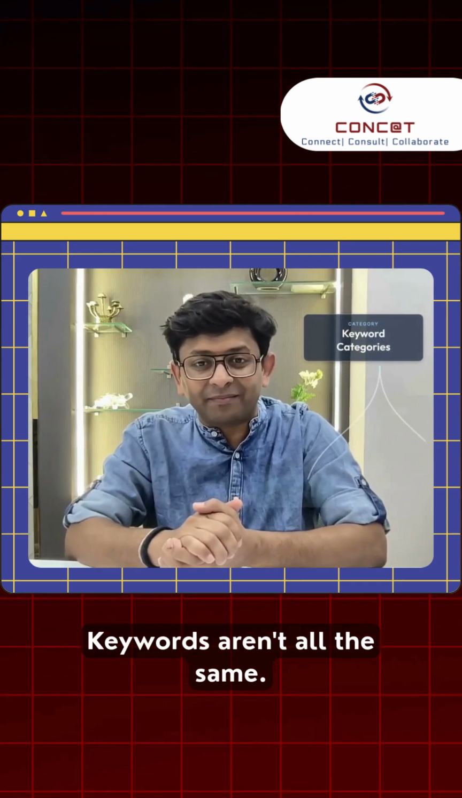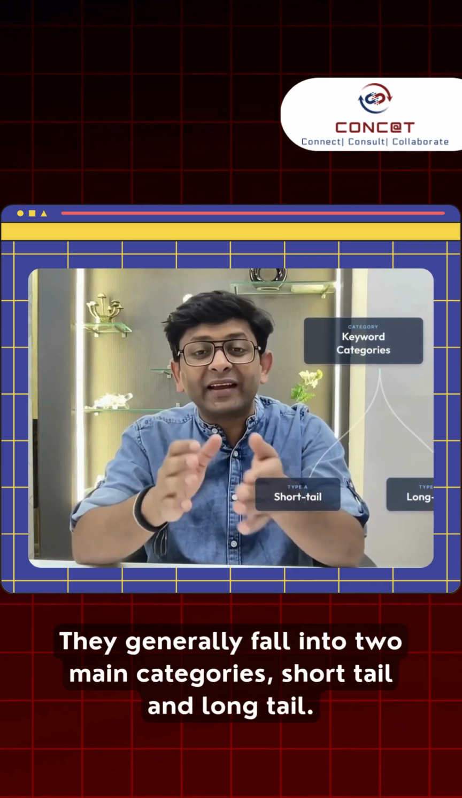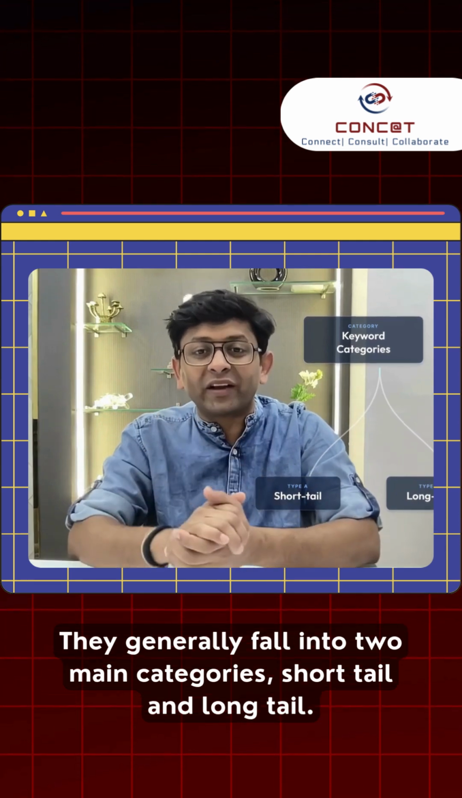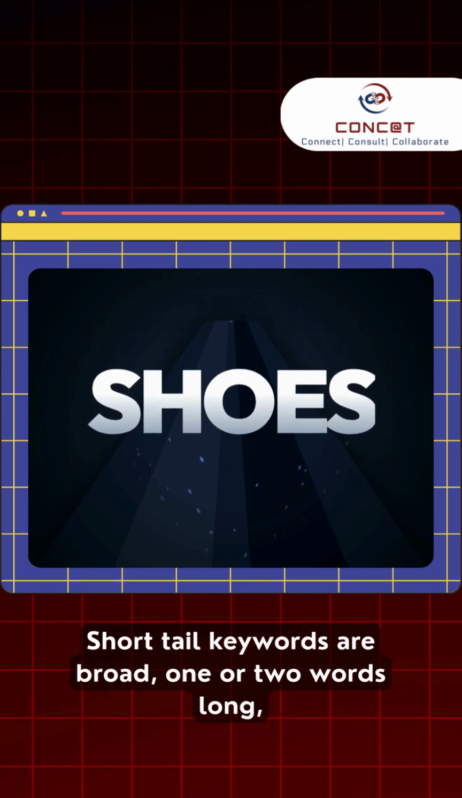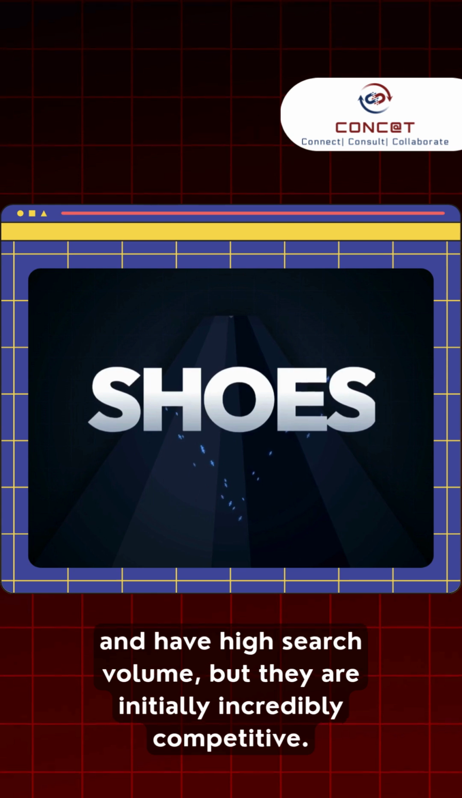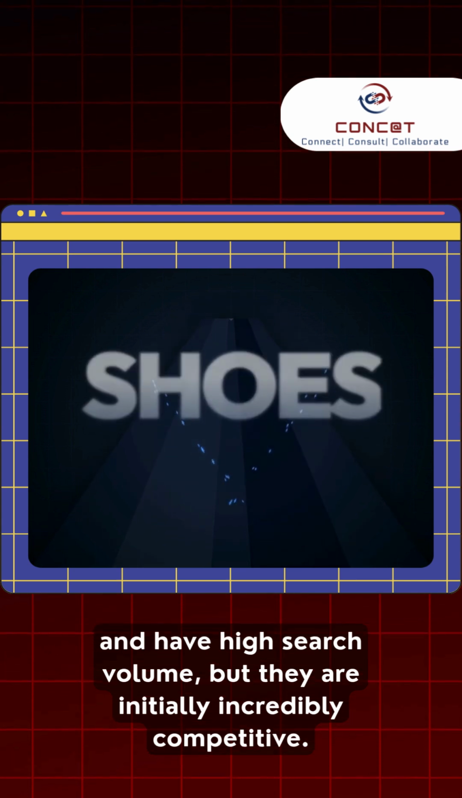Keywords aren't all the same. They generally fall into two main categories: short tail and long tail. Short tail keywords are broad, 1 or 2 words long, and have high search volume, but they are incredibly competitive.